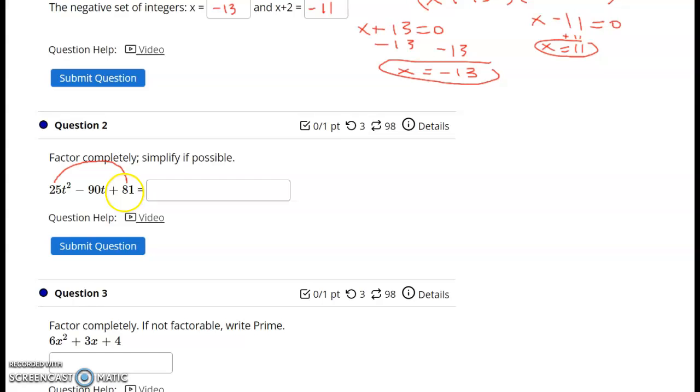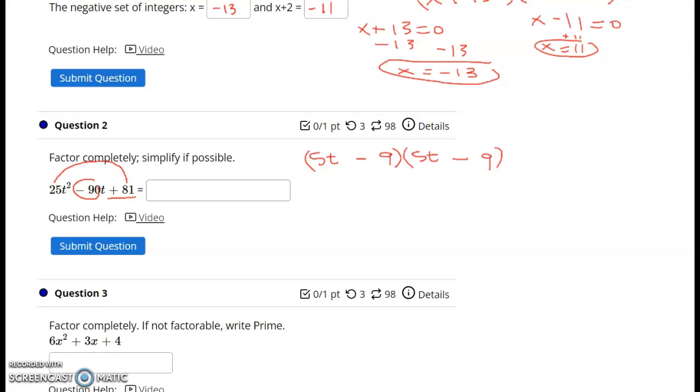And so because of that, I'm just going to try to see if this would work if we just did, okay, square root of 25t squared is 5t. So we'd put 5t there. Square root of 81 is 9. Now since it has to multiply to equal a positive 81, we know they both have to be the same. Either positive 9 times positive 9 or negative 9 times negative 9. However, they have to add to be negative 90. And so because of that, they both would have to be negative.